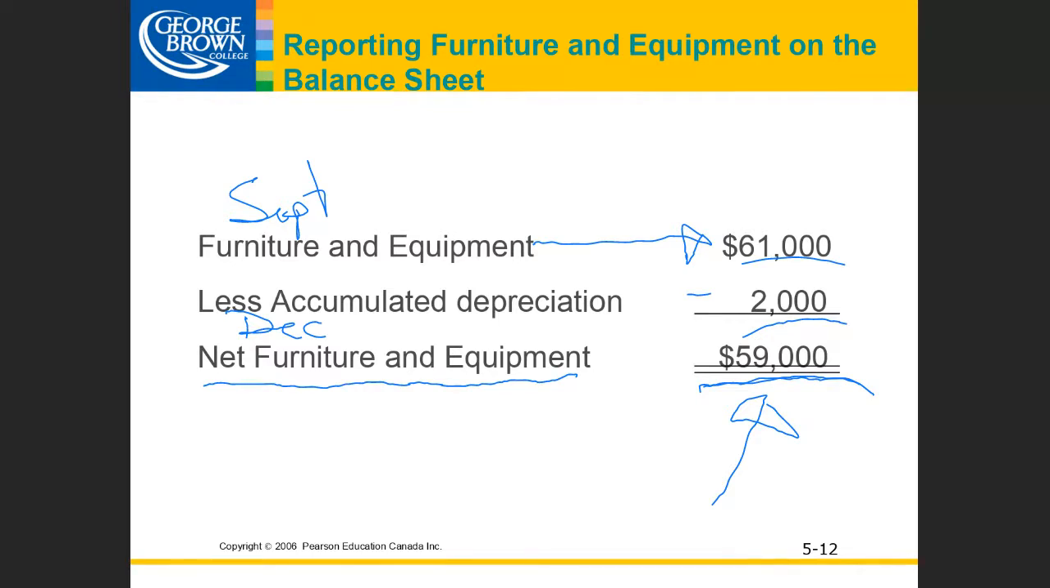Can I help answer any questions about depreciation or what we just did there? Okay. All right.